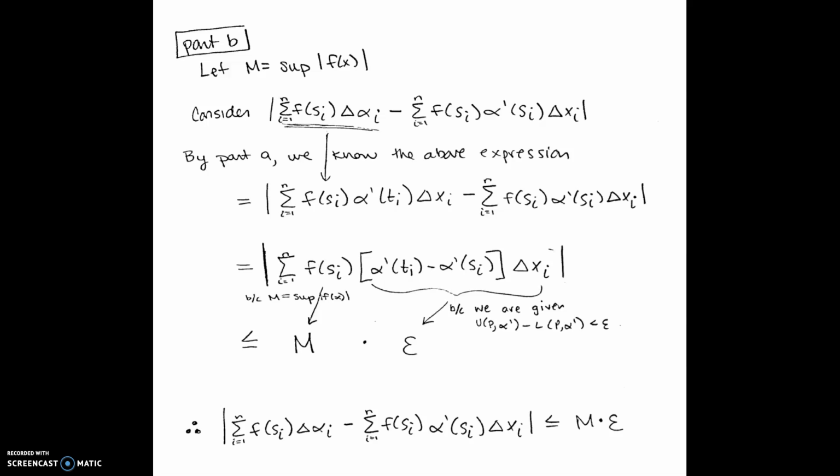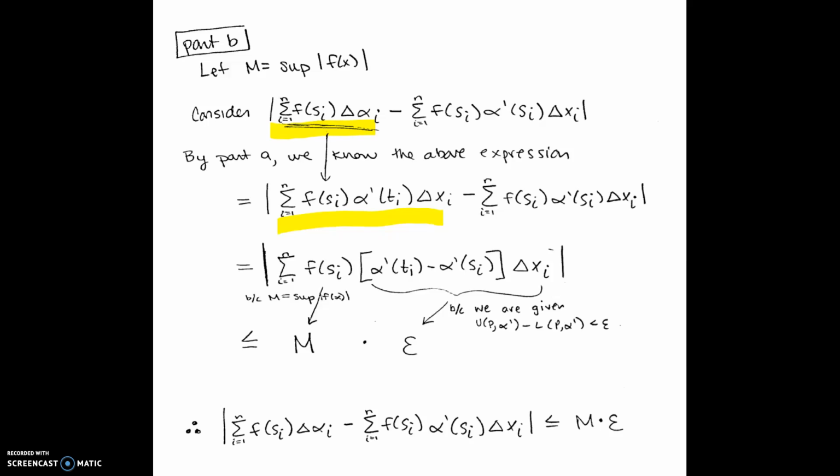For part B, we started out by defining M as the sup of the absolute value of f of x. So we're looking to prove this thing on the bottom here, right? This big inequality. We're going to start by just considering the left-hand side of that inequality. By part A, we know that this piece of the expression is equal to this. So I just substituted that in and kept the second part the same.